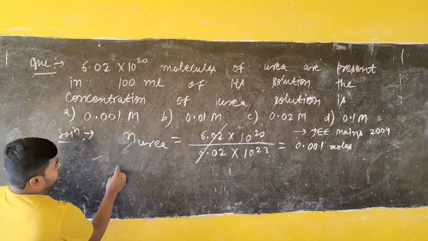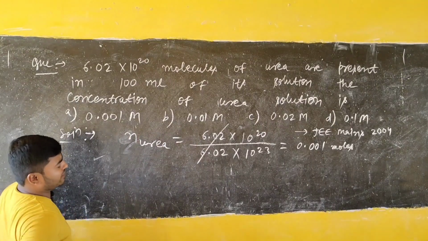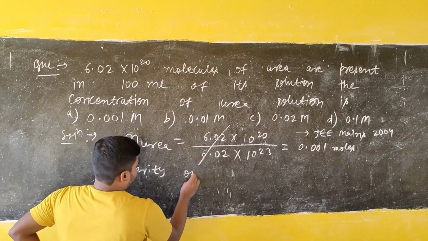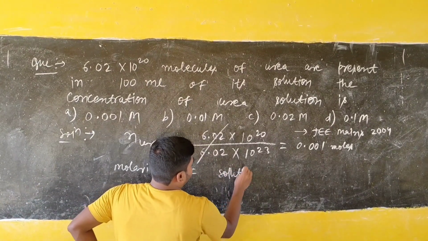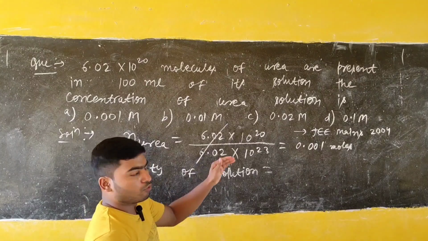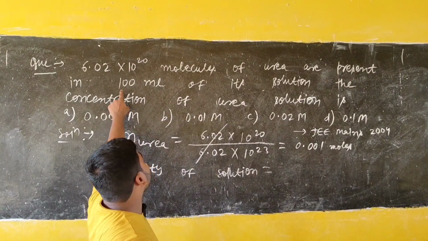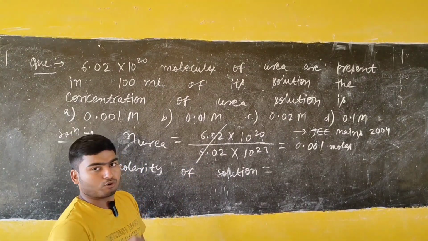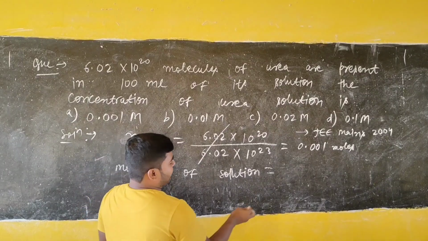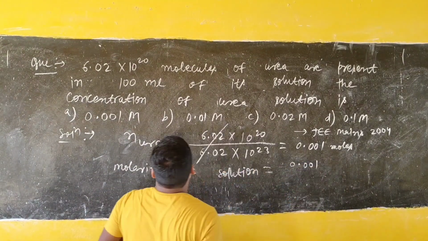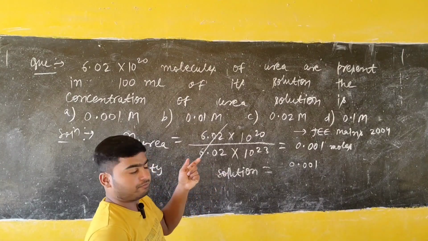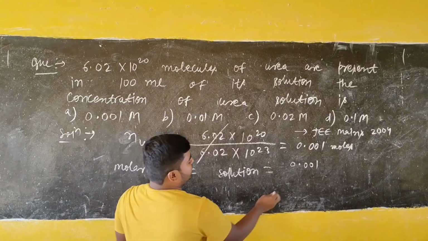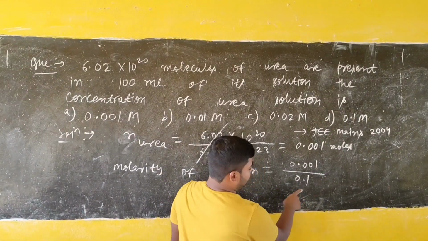Now to find the molarity or concentration, you can see here everywhere in the options it is molarity, so we will calculate molarity directly. So the molarity of solution will be equal to the number of moles by the volume of solution. As you can see here, the volume is given in milliliters, but we write the volume in liters. The formula of molarity is moles of solute by volume of solution in liters. So we'll write the number of moles as 0.001, and the volume is written as 100 ml. If you convert it to liters, we'll get 1 by 10 liters. So 1 by 10 is nothing but 0.1.